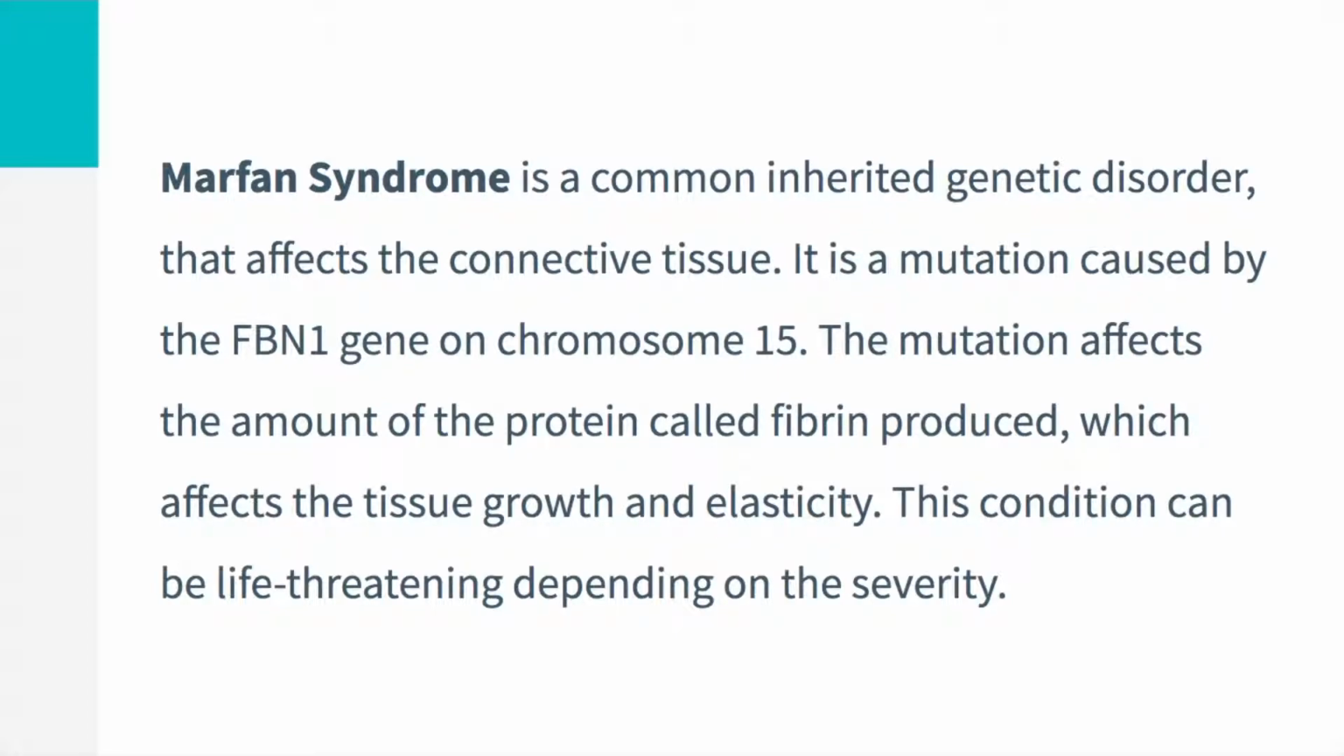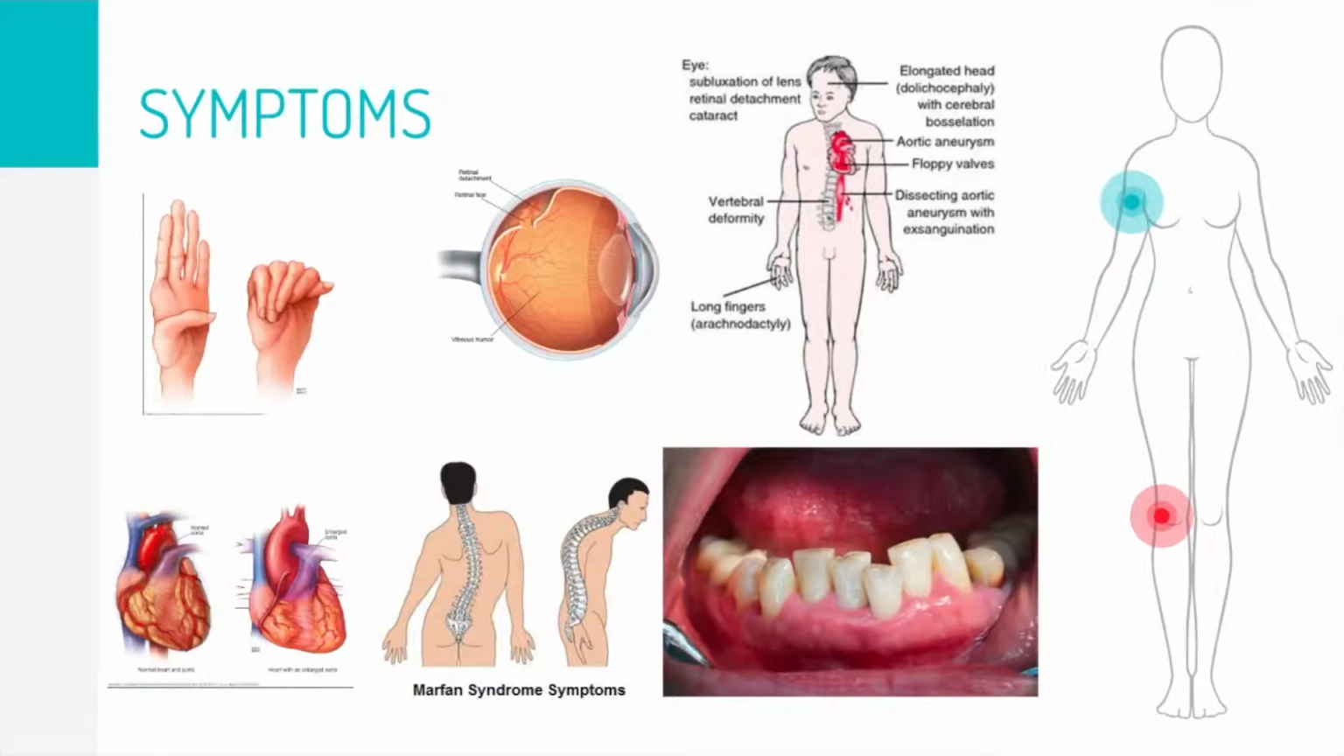It is a mutation caused by the FBN1 gene on chromosome 15. The mutation affects the amount of protein called fibrin produced, which affects tissue growth and elasticity. This condition can be life-threatening depending on the severity, but in some cases can be very mild or minor. The general symptoms of this disorder include tall and slim physique, disproportionately long fingers, hands, and toes, scoliosis, heart murmurs, severe nearsightedness, flat feet, flexible joints, and crowded teeth.